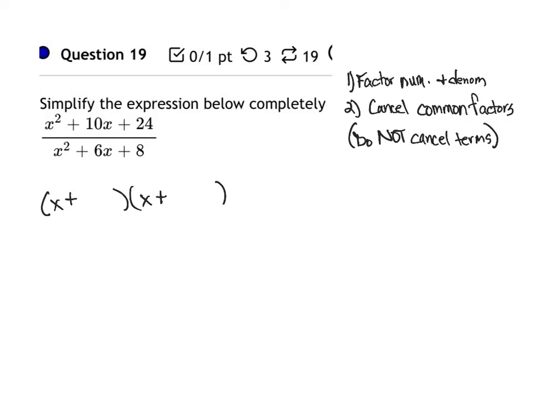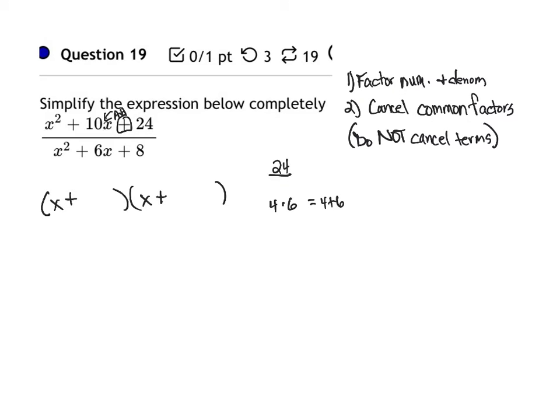All right, so 24. We need numbers that multiply to give us a positive 24. And because that's a plus right here, they have to add to give us a 10. So if you think about it, 4 times 6 is 24, and 4 plus 6 is 10.